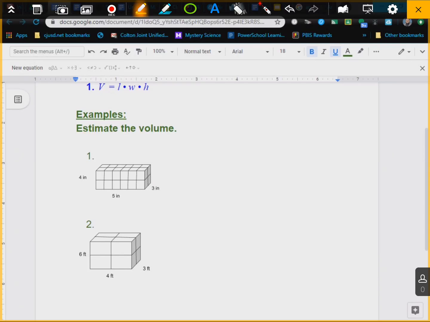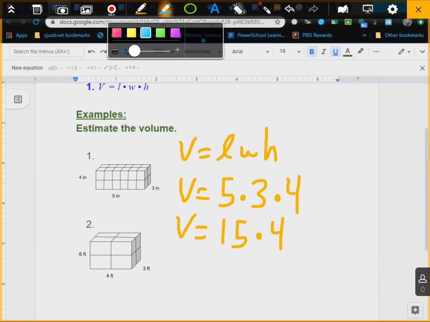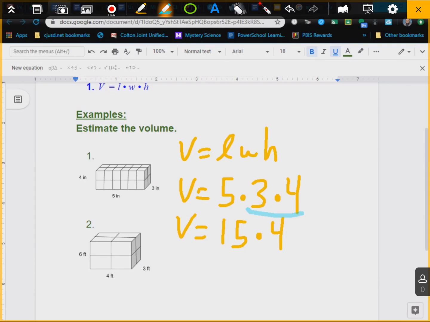So volume equals length times width times height. Well, what's the length? The length is 5. What's the width? 3, and the height is 4. Okay, and you remember the dots represent multiplication here. So volume equals, I'm just going to do 5 times 3, which is 15, times 4. And you can use the commutative property, which means the order doesn't matter. You could do 3 times 4, 5 times 3, okay?